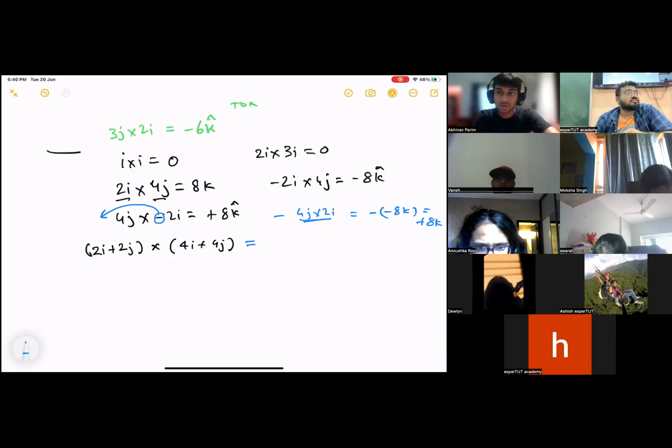What is the answer of this, V1? Zero. Why? Because they are on the same line. Okay. 2i plus 2j and 4i plus 4j are in the same line. Therefore, their cross product is 0.